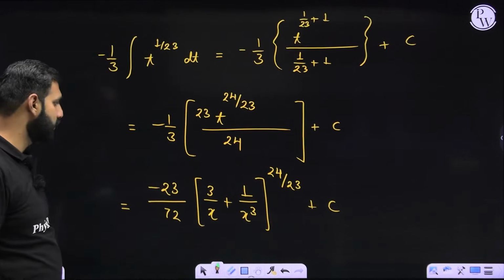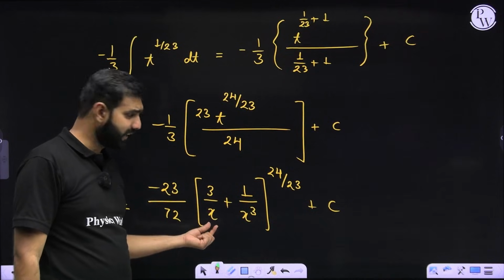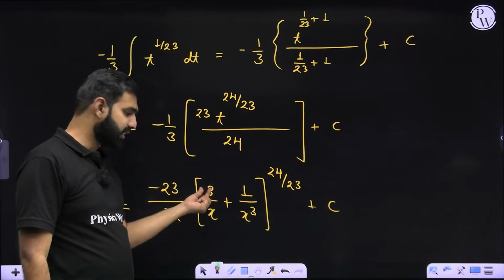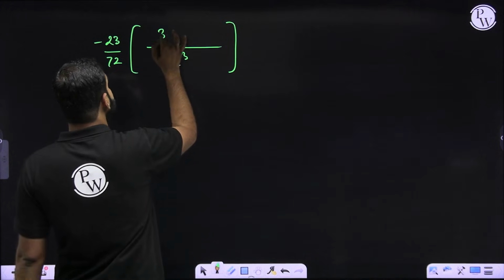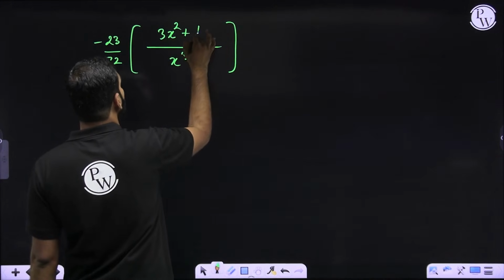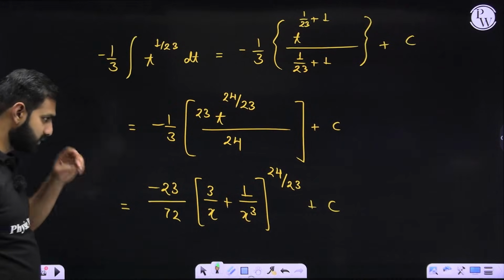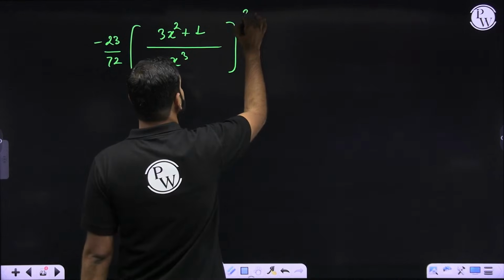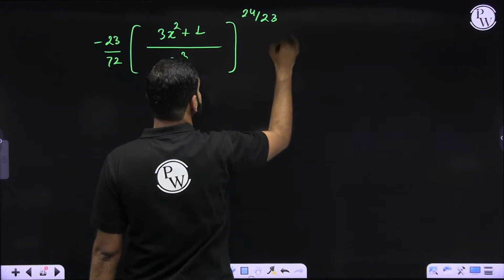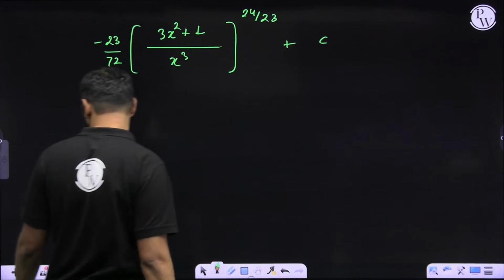The numerator is going to be, I hope you can see it very clearly, basically 3x square plus 1. So the numerator is going to be 3x square plus 1. And this expression is raised to the power 24 by 23. This is raised to the power 24 by 23 plus c. So this is what we have gotten.